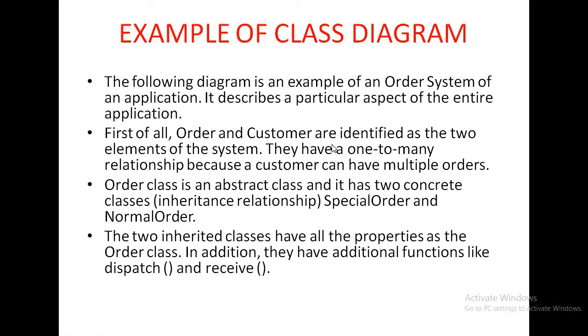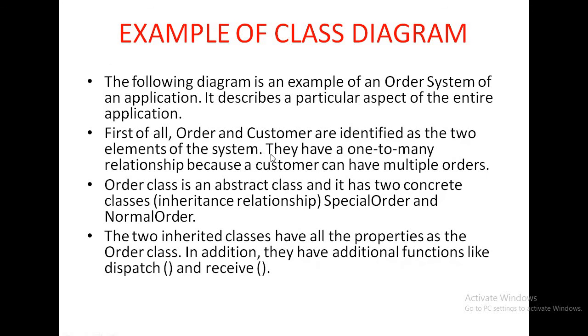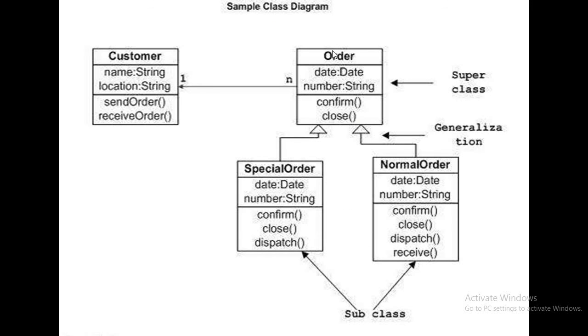Okay, so what does the diagram below show? Here it is written: order and customer, two elements of a system, meaning two classes. They have a one-to-many relationship, because a customer can have multiple orders. Order class is an abstract class and it has two concrete classes, special order and normal order. This is an abstract class. Abstract class means you cannot create an object. You only mention the abstract methods here. And these are the concrete classes.